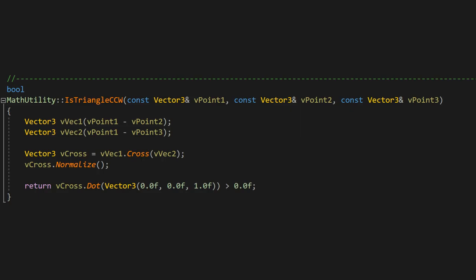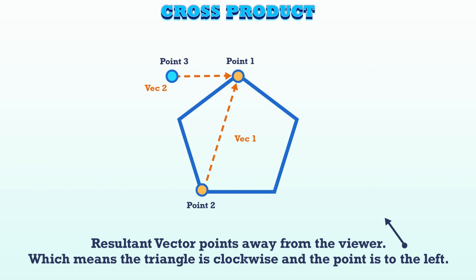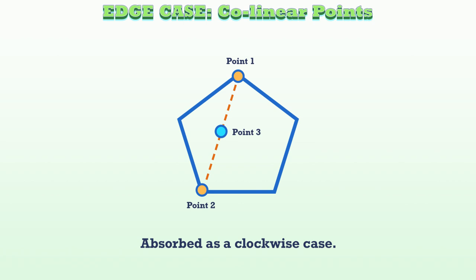The isTriangleCounterClockwise function calculates the cross product of the two vectors formed by point 2 and 3 subtracted from point 1. The cross product is the vector that is orthogonal to both input vectors, which means it is offset 90 degrees. We perform a dot product with the cross product result and a vector pointing towards the viewer. If it is more than 0, it means the winding of the triangle is counterclockwise. If it is less than 0, then the winding is clockwise. If it is exactly 0, it means all the points are collinear.